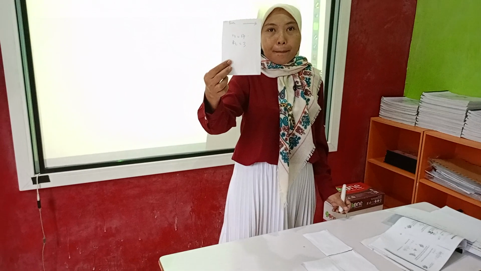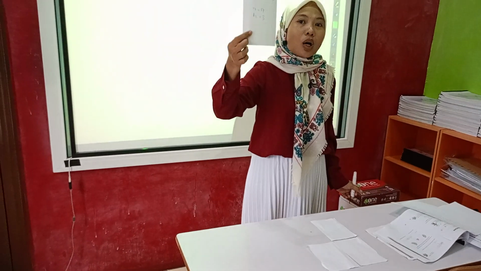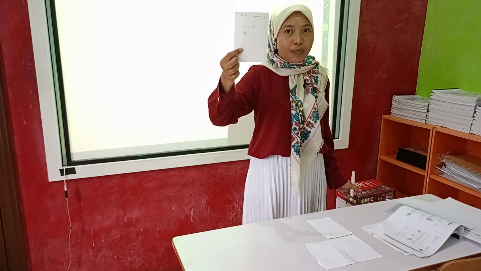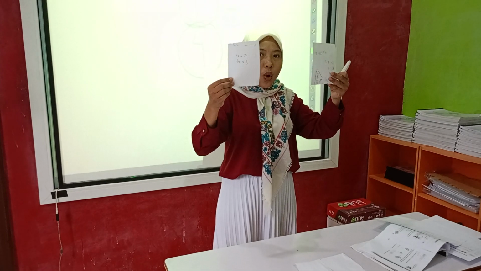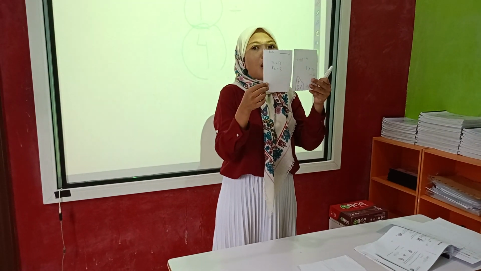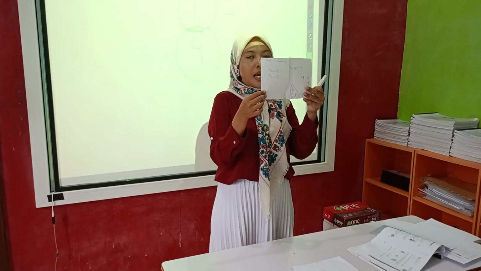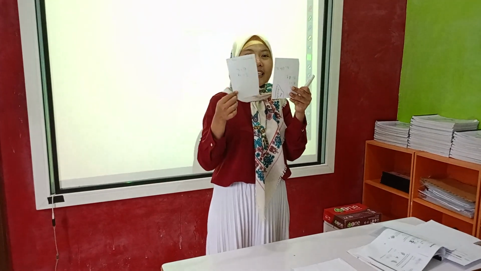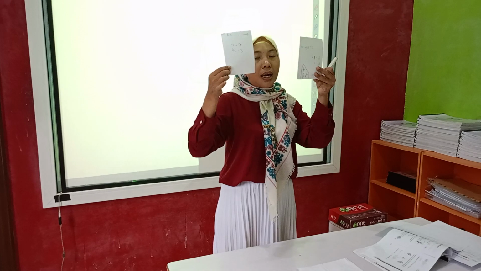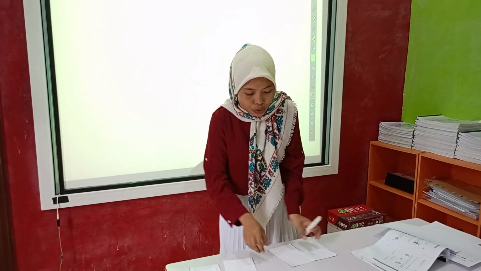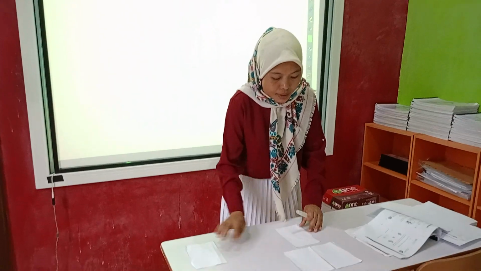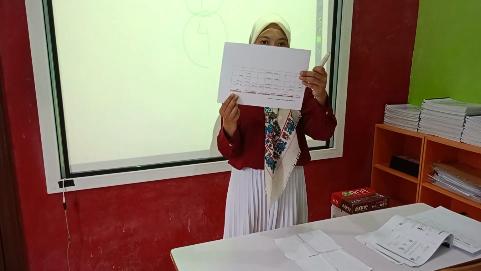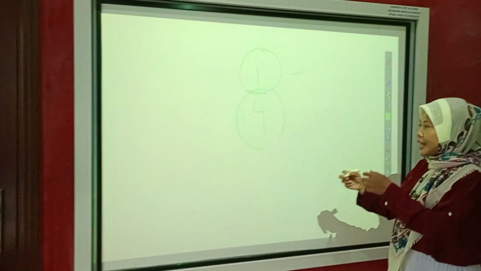I will take one piece of paper. This is a quarter, 1 part. Then I will take another quarter. So quarter plus quarter becomes half a unit. It means 1/4 plus 1/4 becomes 2/4. If I add 2/4 and 2/4, it becomes 4/4 or 1 whole unit. So this is very easy.